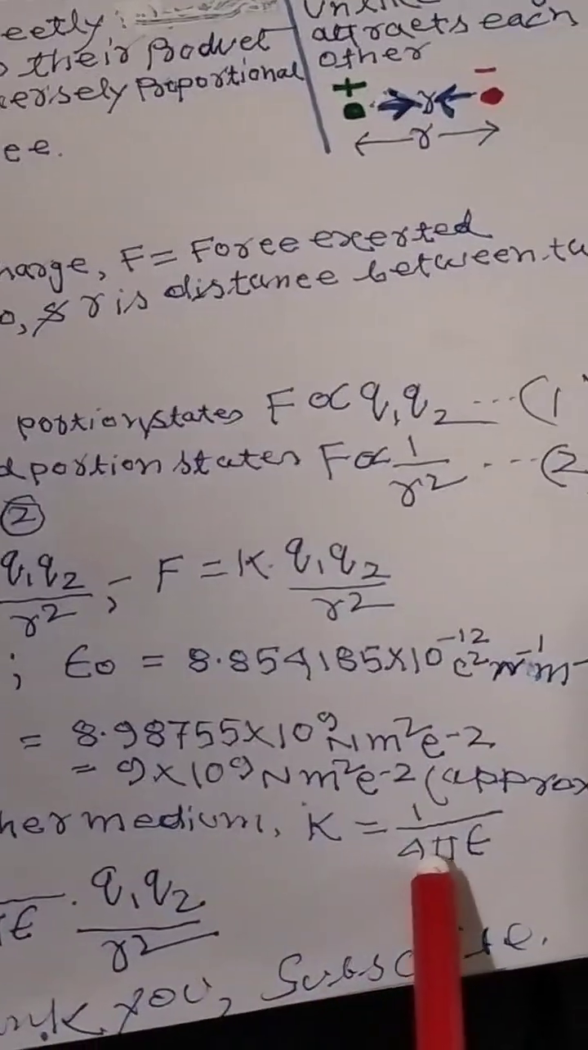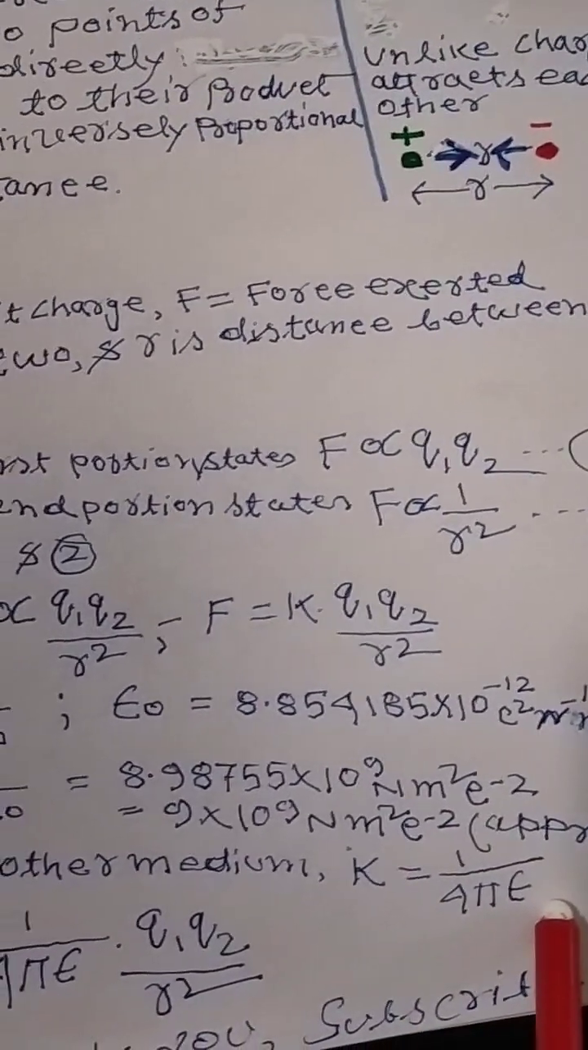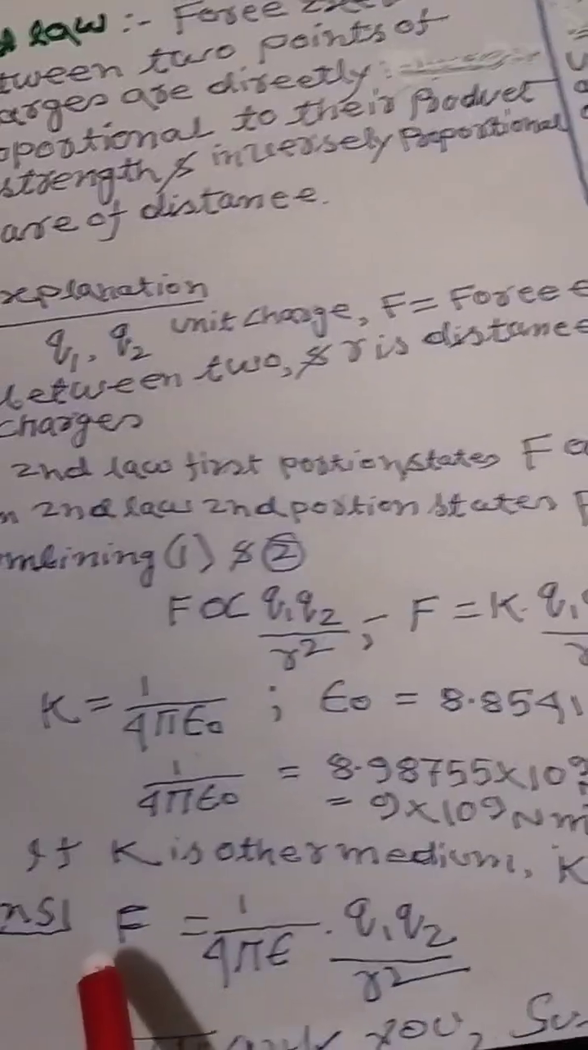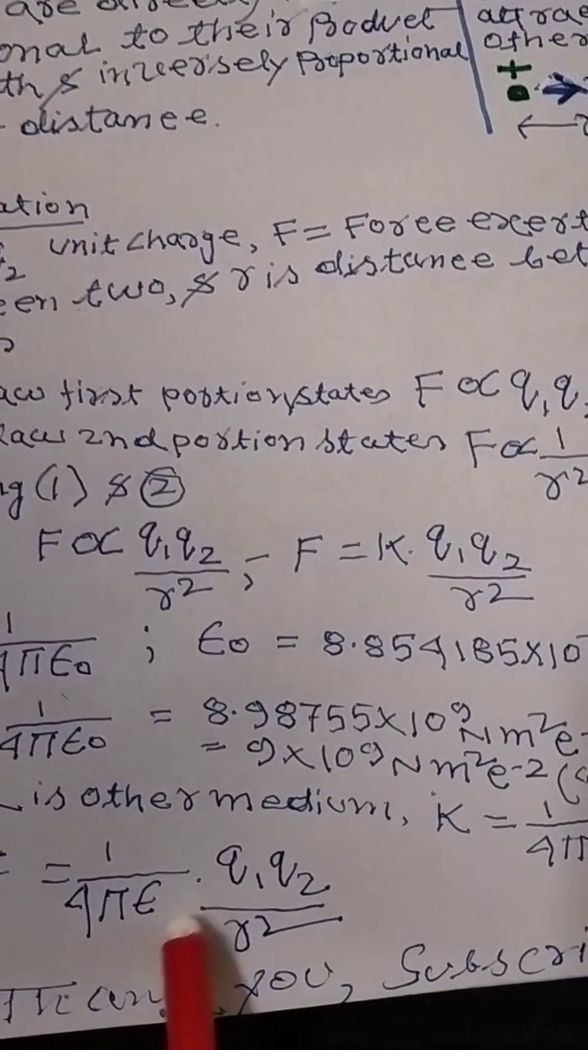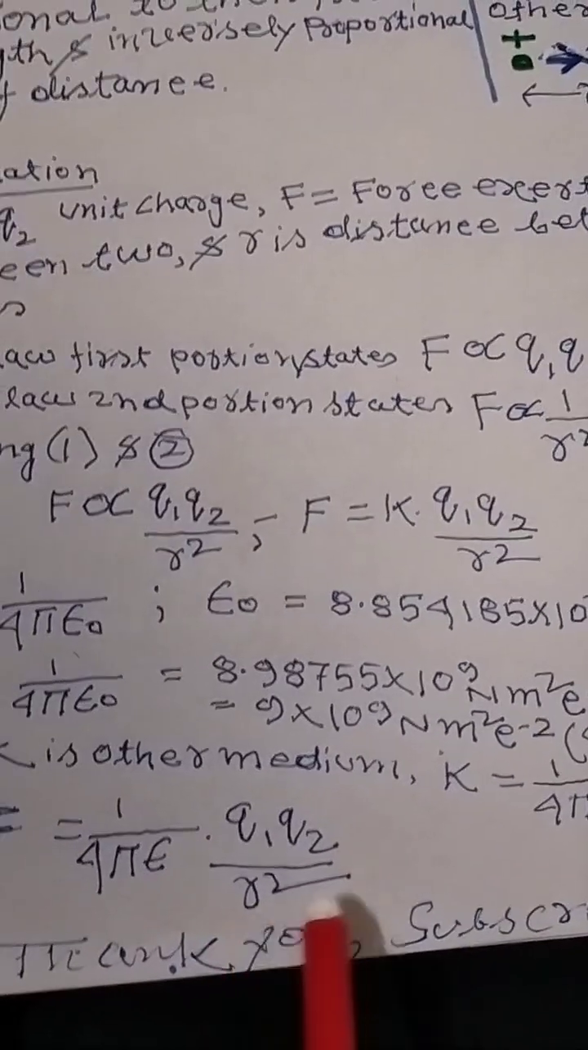In other mediums, K is 1 by 4 pi eta. So in SI, F equals 1 by 4 pi eta into Q1 Q2 divided by R square.